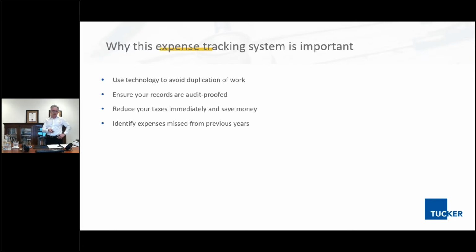This particular expense tracking system is important because it uses technology to avoid duplication. It ensures that your records are audit proof. So when CRA comes along and asks you for the receipt, you can identify the date, where the money was spent, and the category, then go through your records or your receipts, retrieve them, and provide them to CRA.